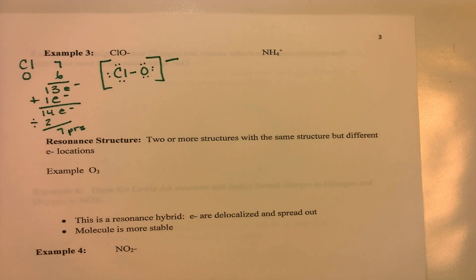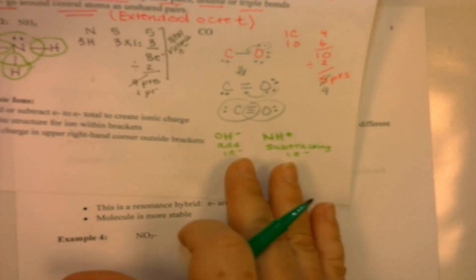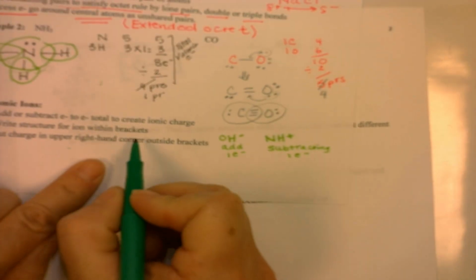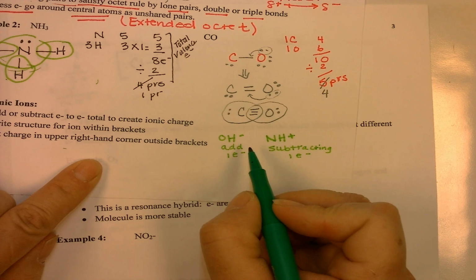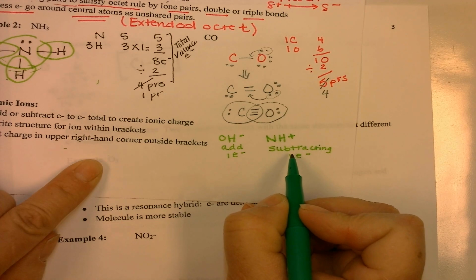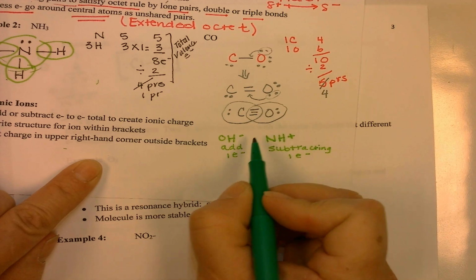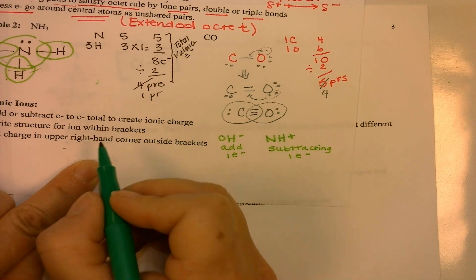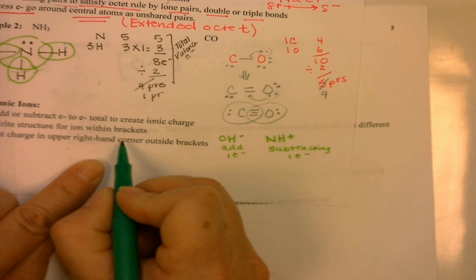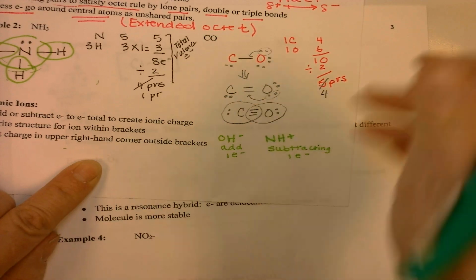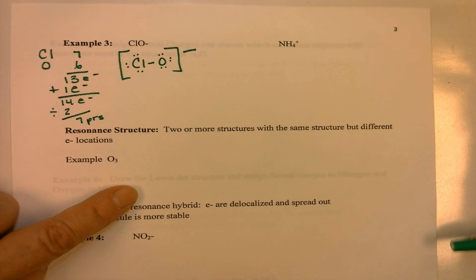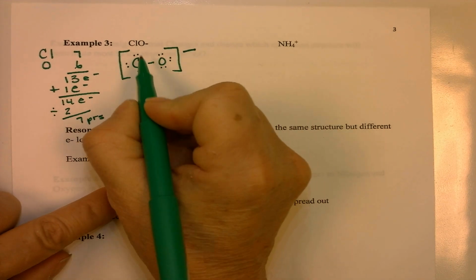Review for you guys. For the polyatomic ions, we're going to add or subtract electrons. Then we're going to write the structure like we normally do, put it into brackets, and put the charge outside the brackets. So we just did hypochlorite.